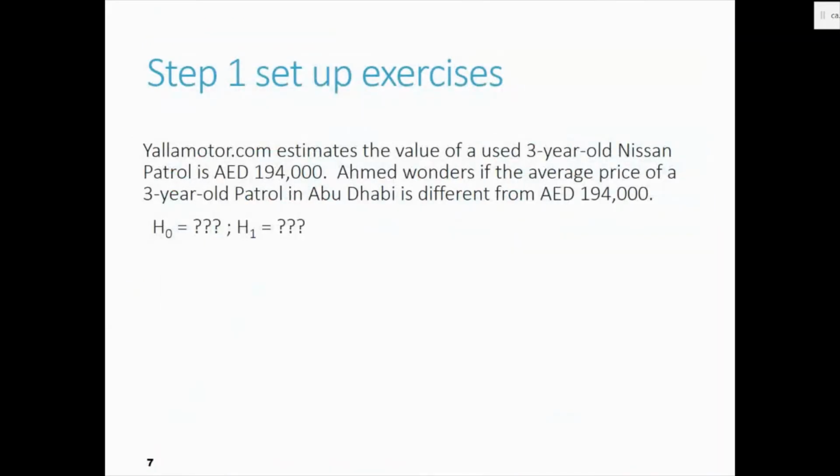All right, let's work on these exercises where we're setting up step 1. So we're trying to find these keywords to be able to set up our H0 and H1. YallaMotor.com estimates the value of a used 3-year-old Nissan Patrol is $194,000. Ahmed wonders if the average price of the 3-year-old Patrol in Abu Dhabi is different from $194,000.